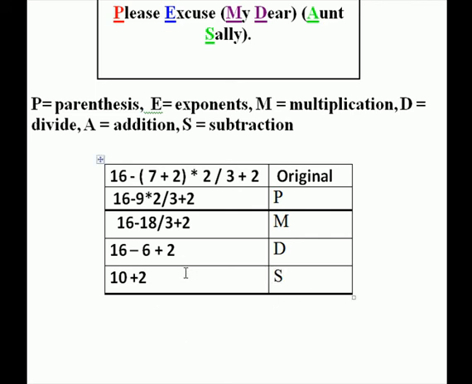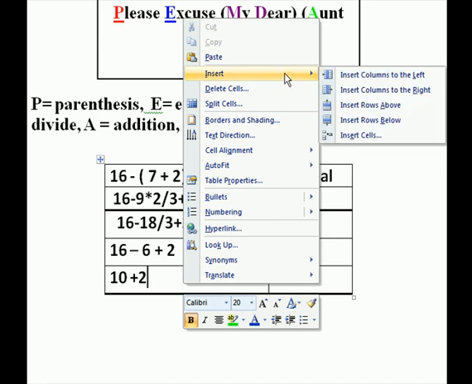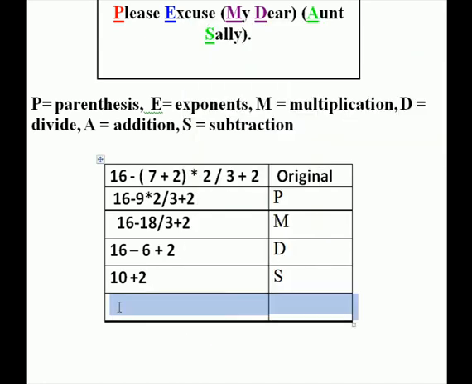And my last step in my order of operations is going to be the addition. So I'm going to say, okay, 10 plus 2 is 12, and that was done by doing addition. Once you get down to a single value like this, this is when you know you are finished.